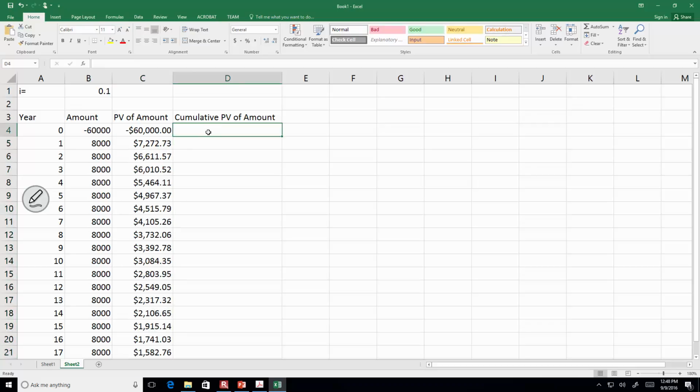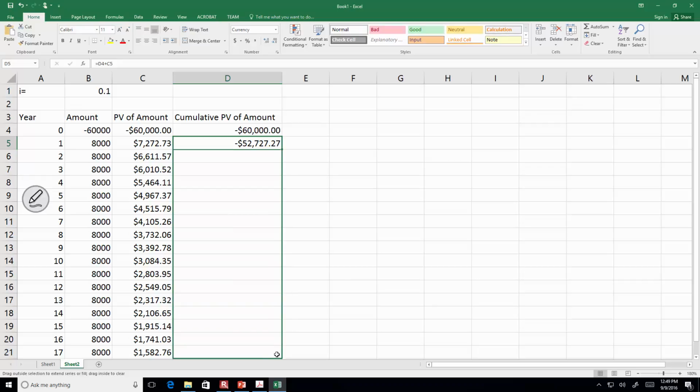And then finally, cumulative present worth. So at year 0, all we've got so far is we're $60,000 in the hole. But now at the end of year 1, we've recovered some of the $60,000 that we invested. So the cumulative present value is the $60,000 from the previous year plus the amount that came in this year. So now we've recovered a little bit of the money, but we still haven't got back all of our investment. So I can click and drag this down and it's going to apply the same formula.